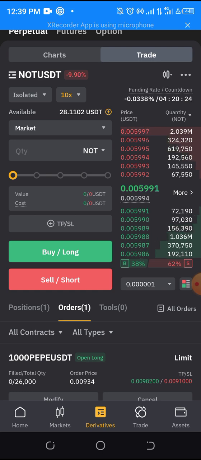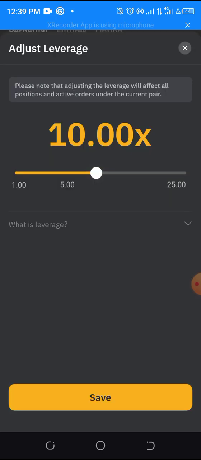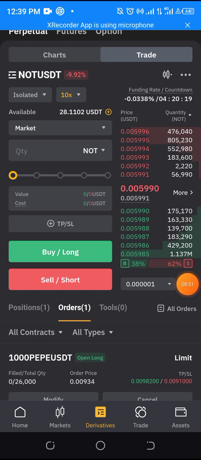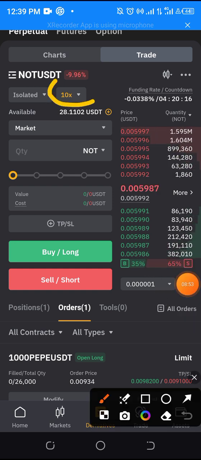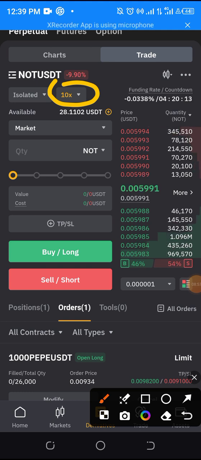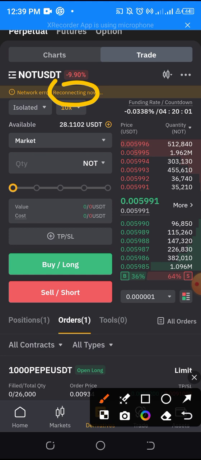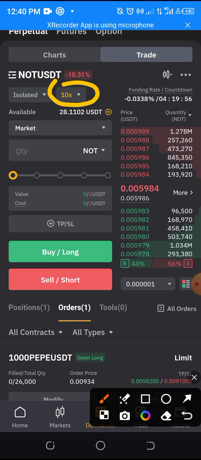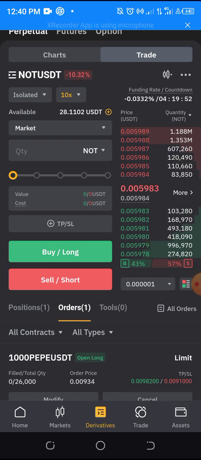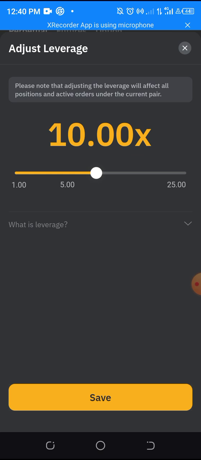Now for your leverage, this is where you find your leverage, where this 10x is. I'm taking my time to explain this for complete beginners. You haven't traded futures before, or although you might know how to trade, you don't know how to handle this perpetual contract. This video is for you. So click on 10x.